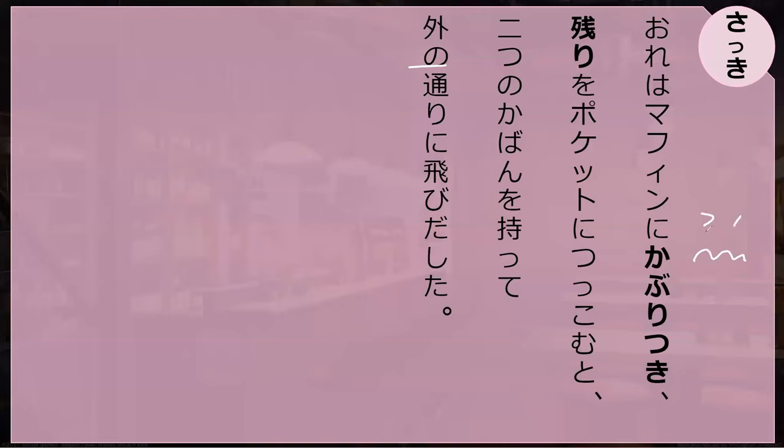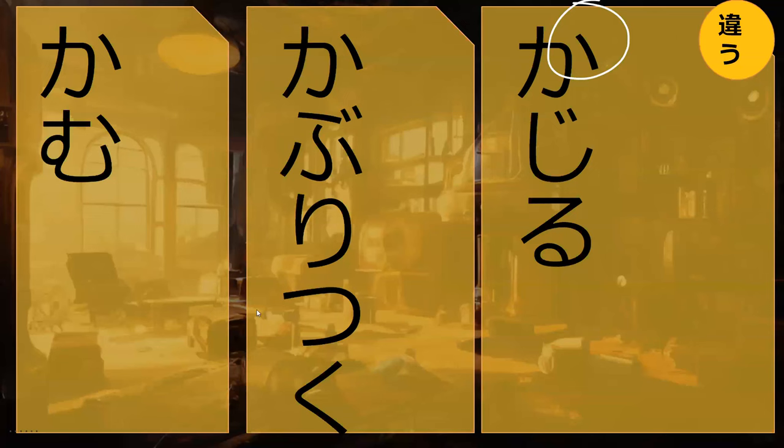Do you know what kaburitsuku means? To bite into, to nibble. And how about nokori? Nokori, the leftovers, the remaining. Perfect. Do you happen to know the difference between kajiru and kaburitsuku and perhaps even kamu?